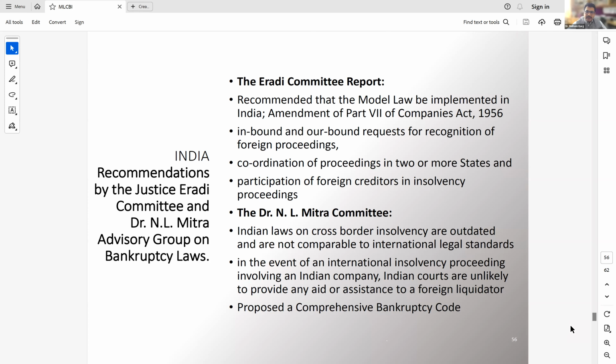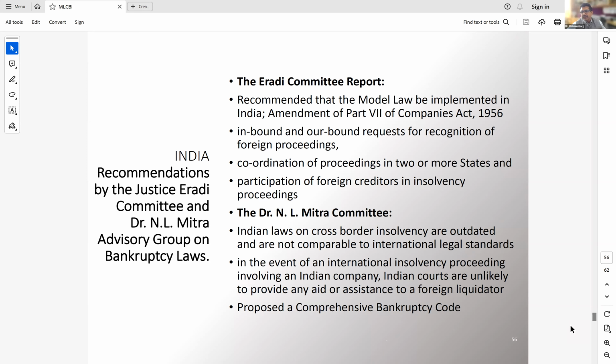Then the RBI constituted the Dr. Anil Mitra Committee in 2000-2001. At that time, the RBI committee proposed a comprehensive bankruptcy code for India. Some of you might have seen it, it is still there on the RBI website, the 2001 bankruptcy code, which was drafted by the Dr. Anil Mitra Committee, and they had also suggested that cross-border insolvency should be adopted.